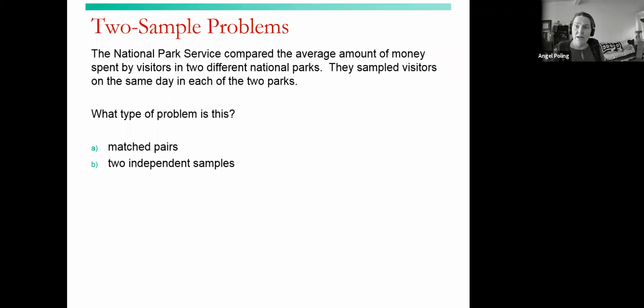The National Park Service compared the average amount of money spent by visitors in two different national parks. They sampled visitors on the same day in each of the two parks. What type of problem is this? There's no one-for-one pairing, and the individuals are from two separate parks altogether.